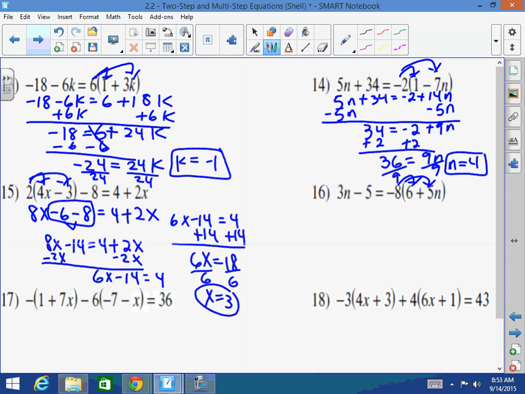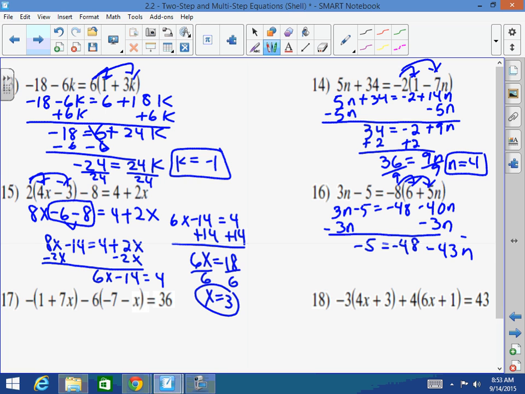Distribute the -8, giving me 3n minus 5 equals -48 minus 40n. Then you subtract 3n from both sides, because I want to get the variables together on one side. I've got -5 equals -48 minus 43n. Go for it, brother.